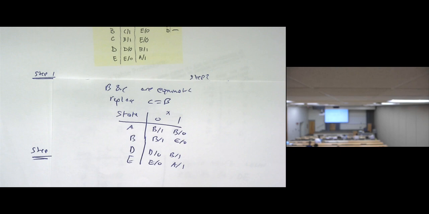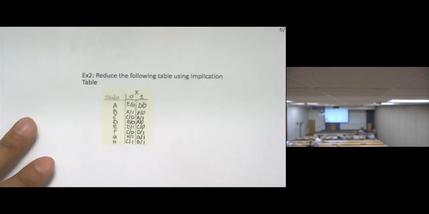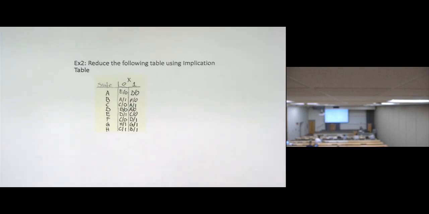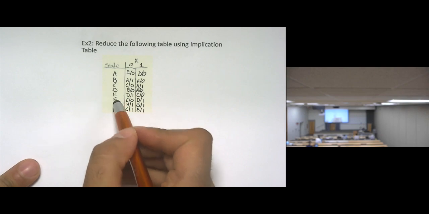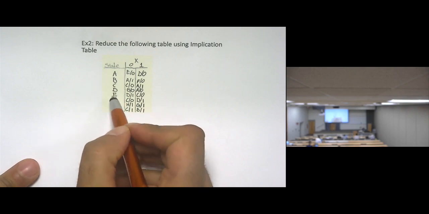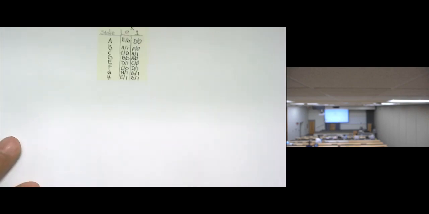Let's see example number 2. Reduce the following table using implication table. How many states do we have? 1, 2, 3, 4, 5, 6, 7, 8. We have 8 states. So let's make this implication table.